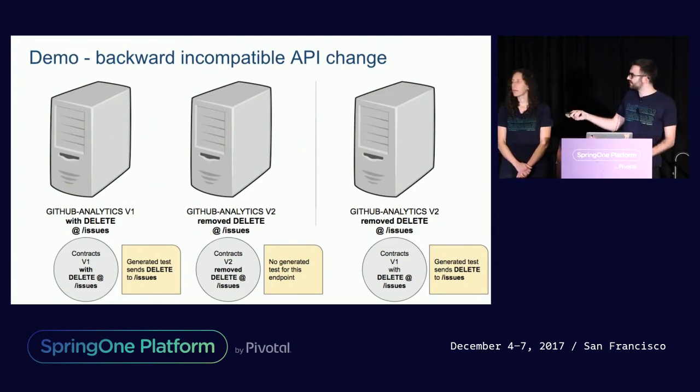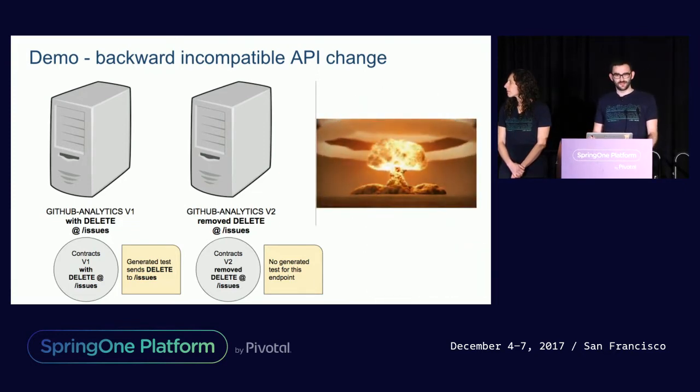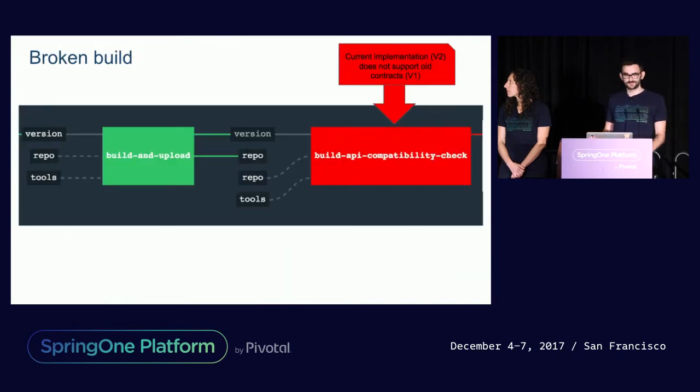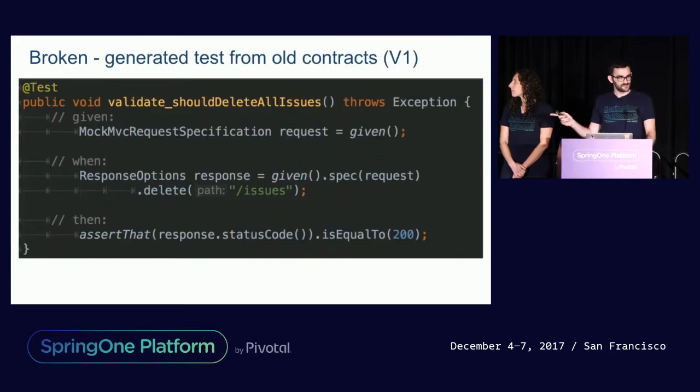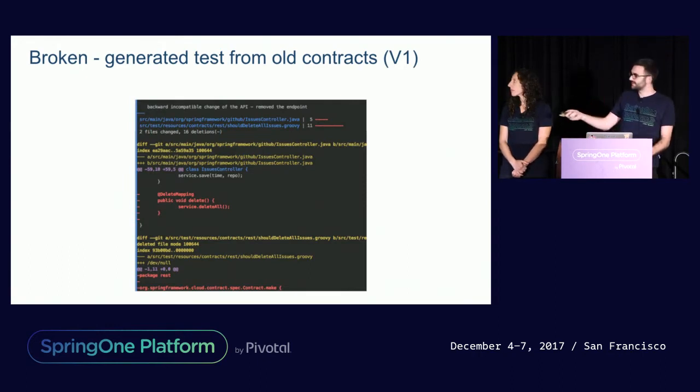So what will happen from the contracts of v1, tests will be generated and executed. The test will be executed against v2 of the code. And now, animation is going to fail. And for a reason over here, because the current implementation v2 does not support old contracts v1, right? Because this test will be generated, and remember, there is the patch, right?